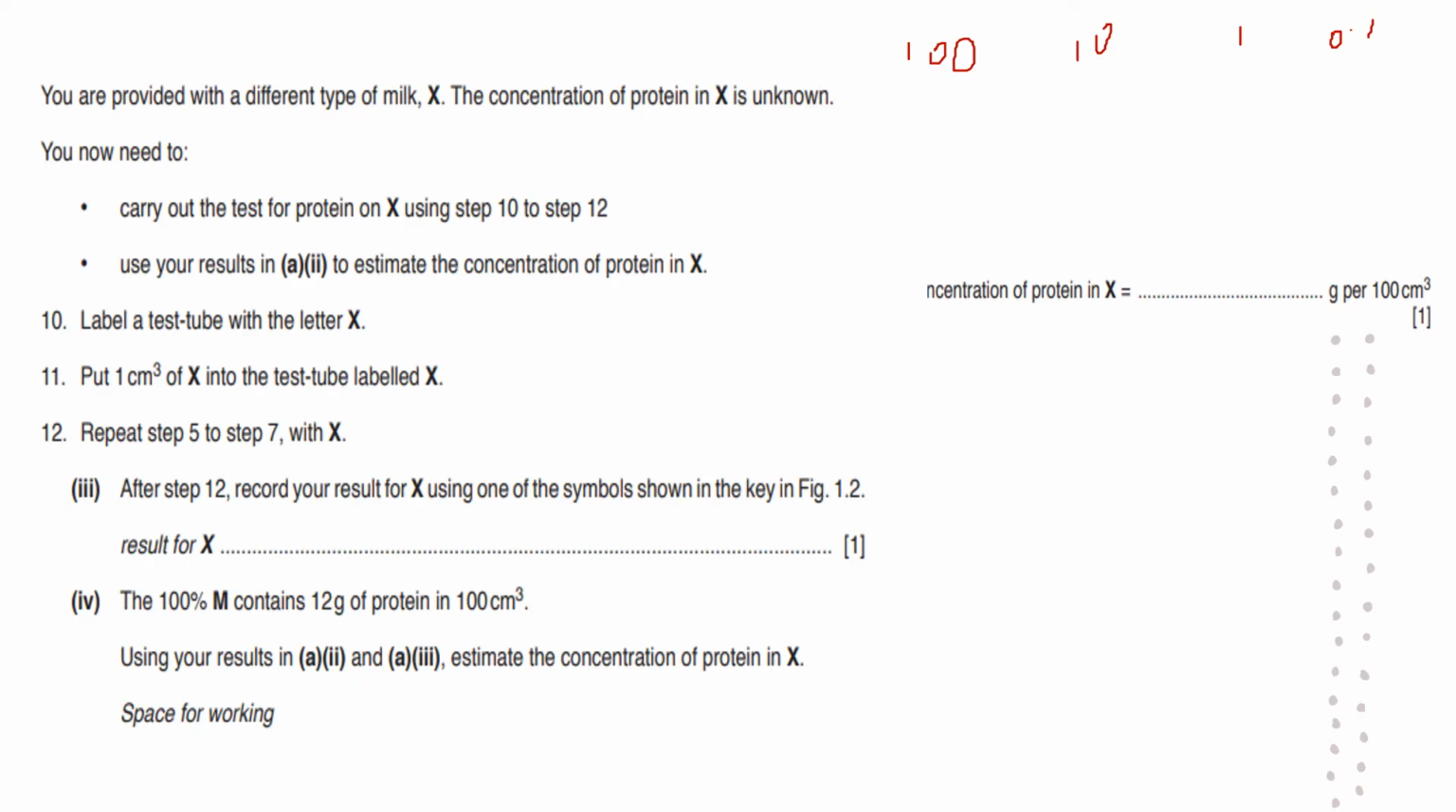And they say after step 12, record your results for X using one of the symbols in the key shown in figure 1.2. So say, for example, you look at the figure and you see that, well, I think I'll just estimate X as that, okay? They then say the 100% M contains 12 grams of protein in 100 cubic centimeters. So 100% of M is 12 grams of protein, okay, in 100 cubic centimeters. They say using your results, estimate the concentration of protein in X.